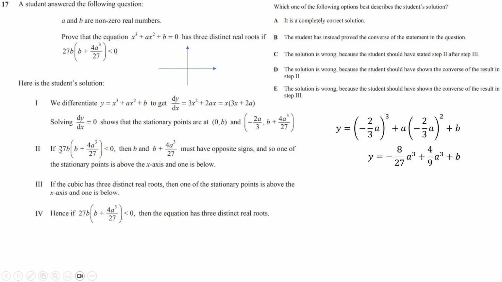Anyway, what he's going on to do then is he's saying okay, so if this thing here is less than 0, then b and b plus this have opposite signs. So, to multiply two things to be less than 0 is either negative times positive or positive times negative. So he's saying that one of these is positive and the other is negative and vice versa. So they have opposite signs. And remember, those are the y coordinates of the stationary points. So he's got two stationary points, one of which is on the y-axis. And if they've got different y coordinates, if one of the y coordinates is positive and one's negative, that means the graph must cut through the x-axis to travel to one and get back down to the other again, right? So in this case, it would cut through it here, here, and then here again, and that's three distinct roots.